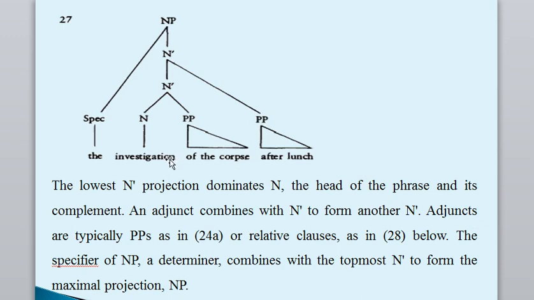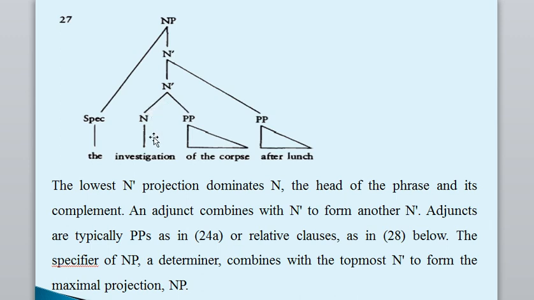You see here, first of all, the head, the investigation, combined with the first PP of the corpse and produces N1 bar. Then this N1 bar combined with after lunch, another PP, to produce another N1 bar. And at last, this N1 bar combined with a specifier, the D, then produces the maximal projection NP. So we call it layered structure, not flat structure.